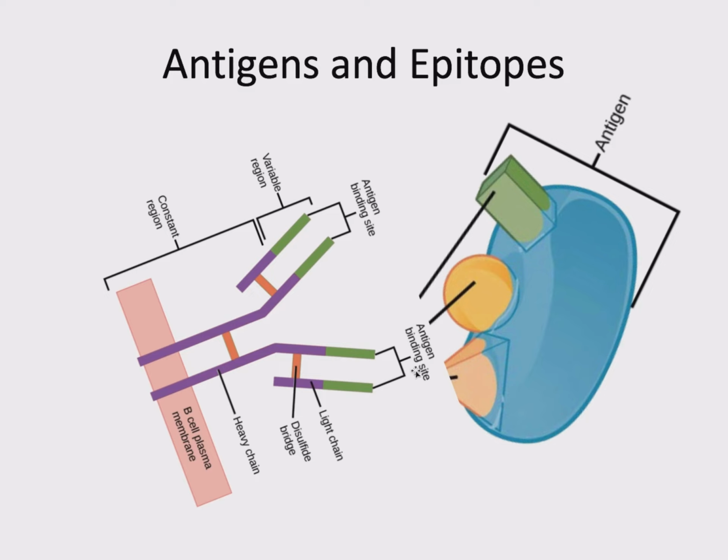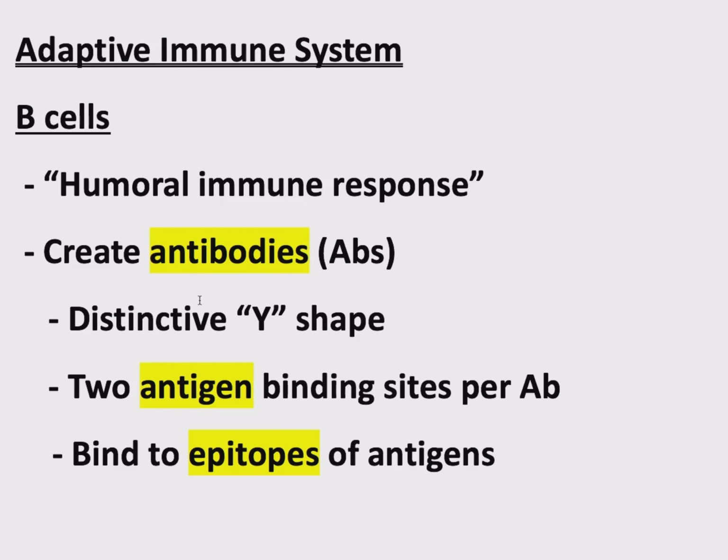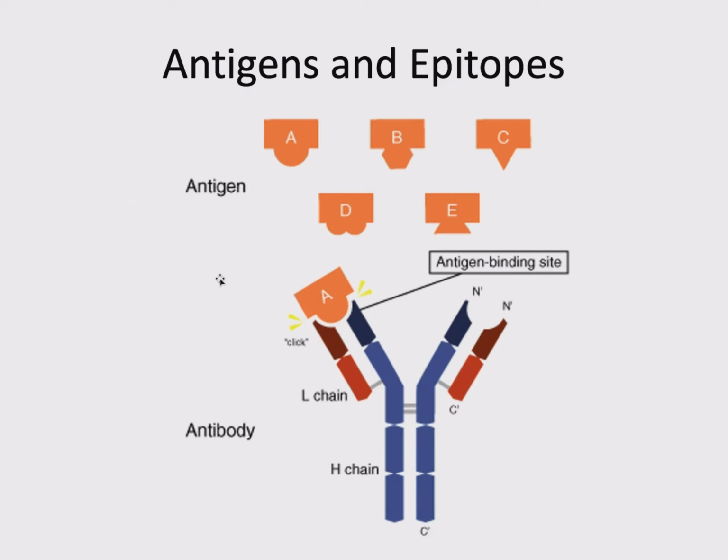The key term: an epitope is a very specific structural region of an antigen. So here's a summary of this. Antibodies have this distinctive Y shape, the two tips of the Y are two antigen binding sites per antibody, and these bind to the epitopes of antigens. Here's another figure showing this. There's the antibody, here's an antigen, and it's not binding to this corner or this side. It's the specific region, or epitope, of the antigen that the antibody is binding to.